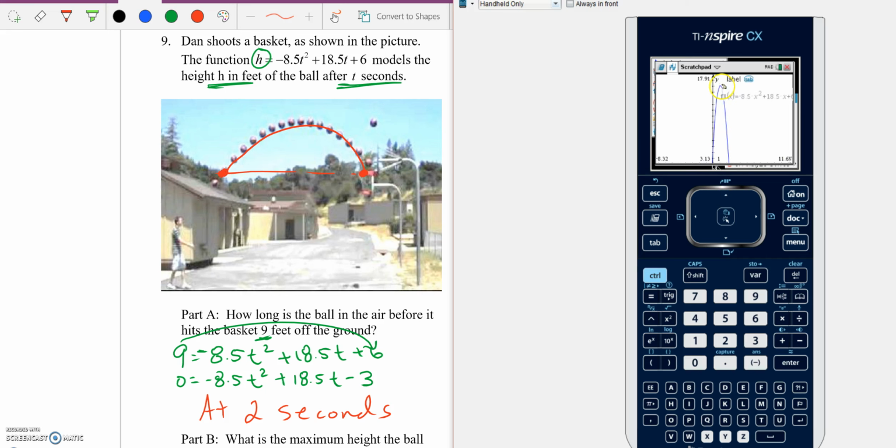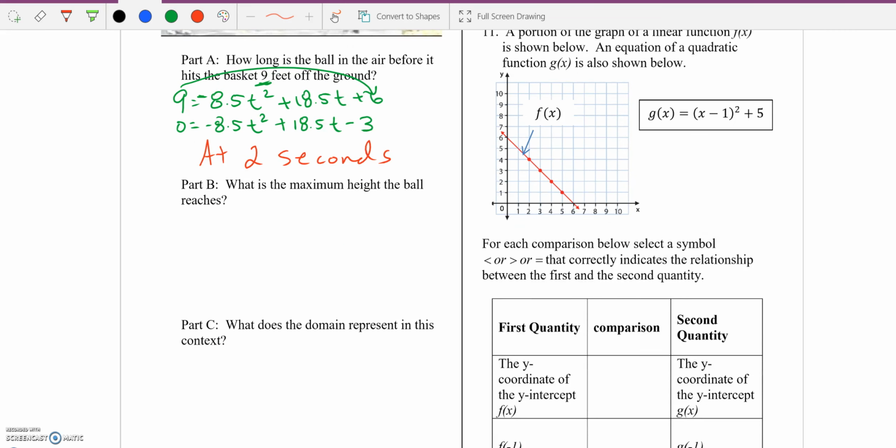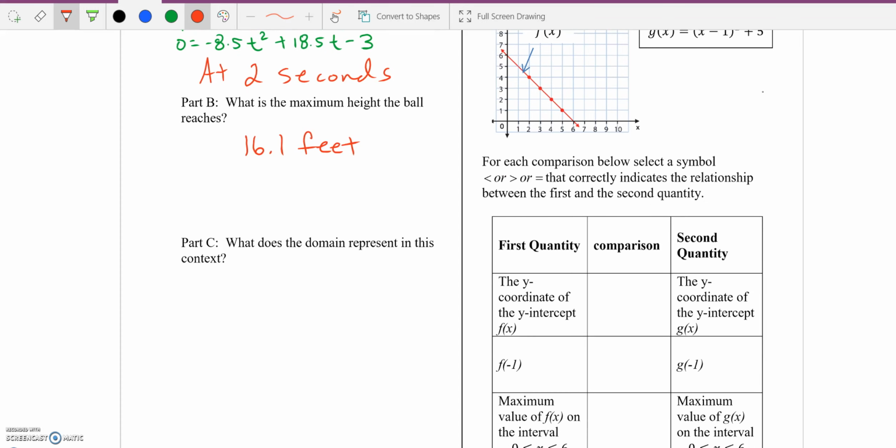So I want to find this maximum height right there. So I can go to menu, analyze graph, maximum, and it looks like my maximum height happens at 1.09 seconds, because that's my x, and the maximum height itself is 16.1. So I come back down to here, the maximum height is 16.1 feet.